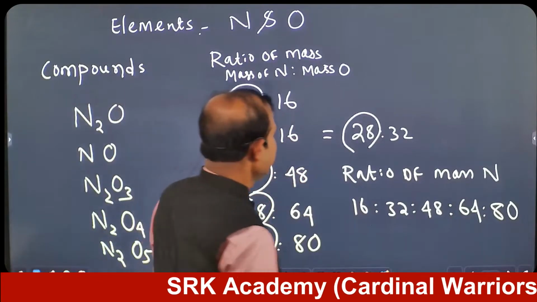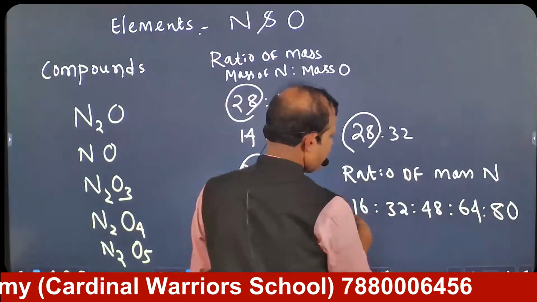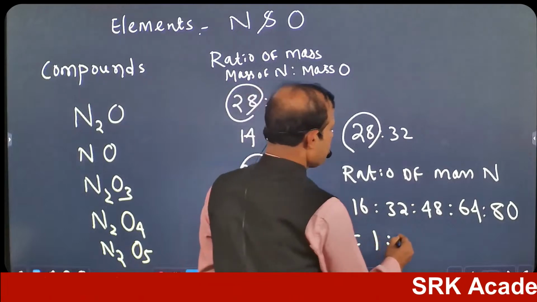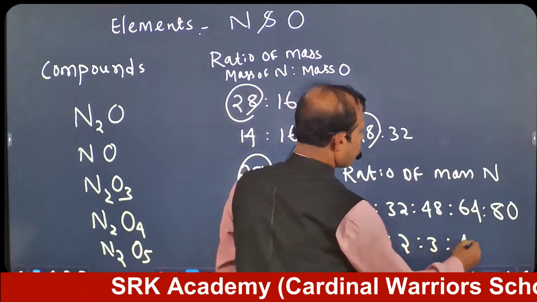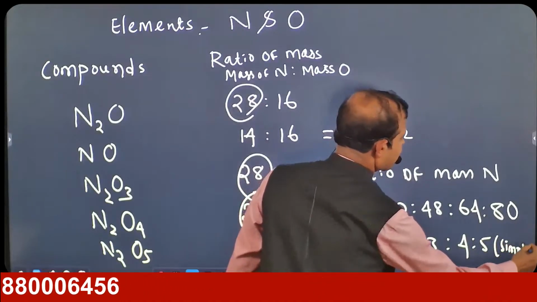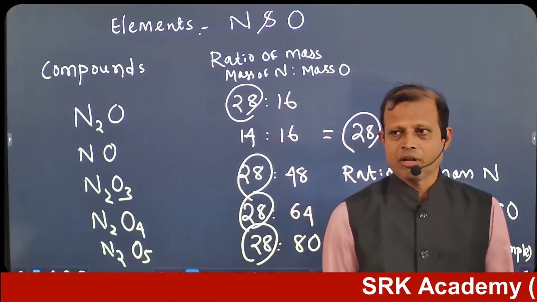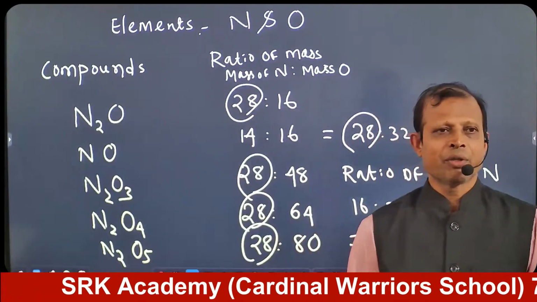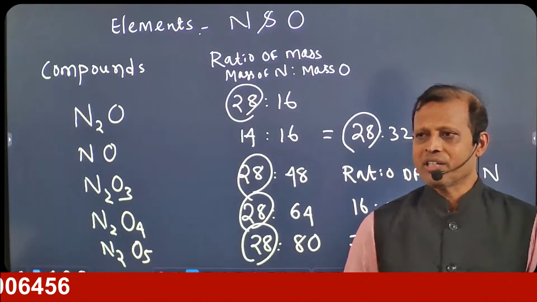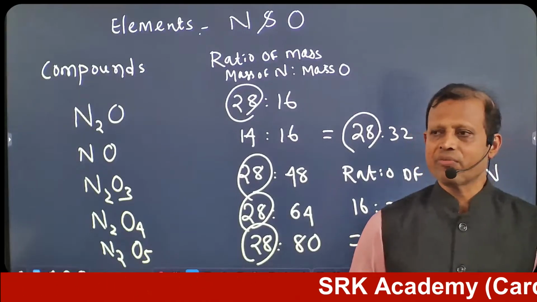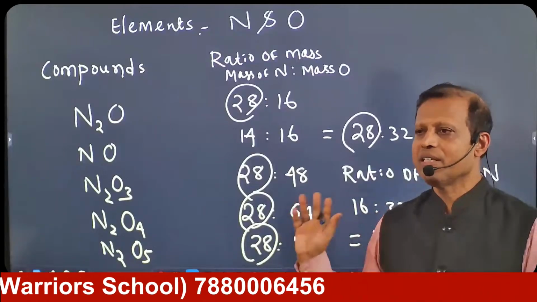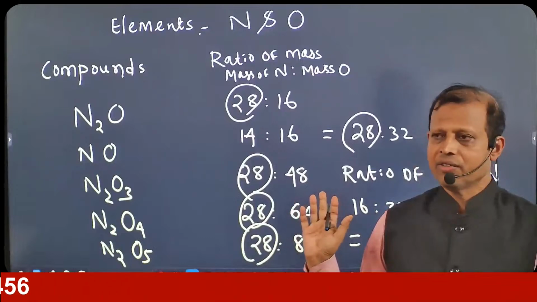So what is the ratio? What is the simplest ratio? 16 is the common factor. So it is 1 is to 2 is to 3 is to 4 is to 5, which is a simple ratio. It's a very simple ratio, right? So the law states that when 2 elements combine to form more than 2 compounds, the different masses of one element which combine with the fixed mass of another always bear a simple ratio with one another. We have seen this. Yes or no?